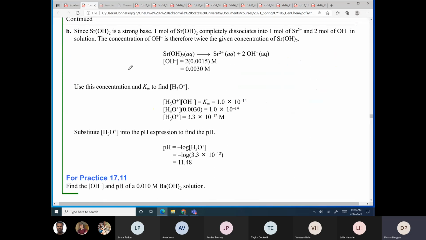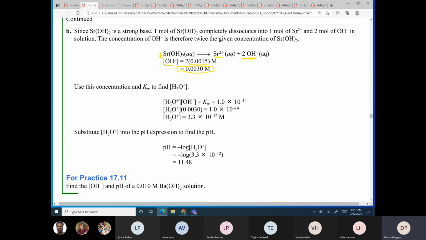Okay, so strontium hydroxide is also, we were told, a strong base. So 1 mole of strontium hydroxide completely dissociates into 1 mole of Sr2+ and 2 moles of OH-, okay? So from the balanced equation, I see that I get 2 moles of hydroxide for every 1 mole of strontium hydroxide I put in, and my concentration is 0.0015, so my hydroxide ion concentration is equal to 2 times that.